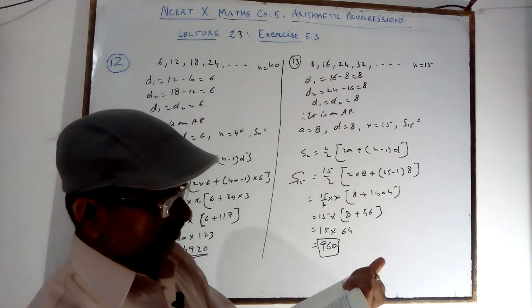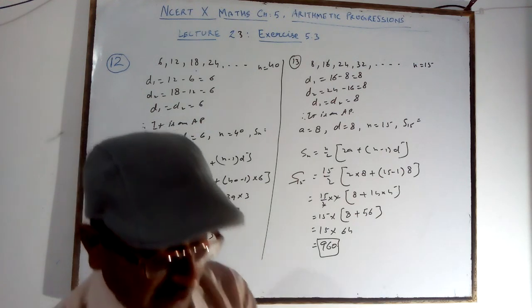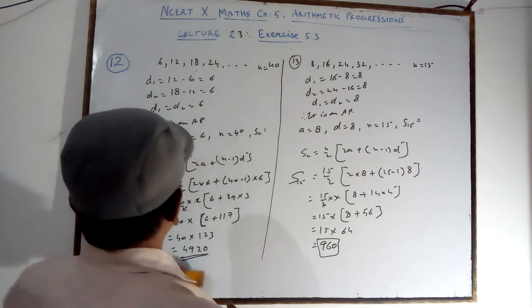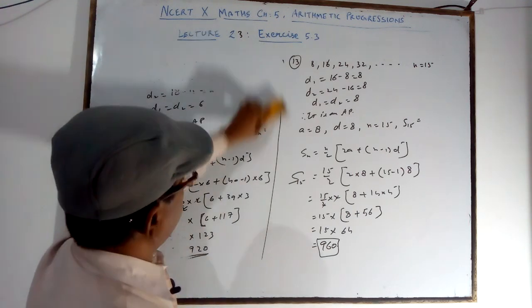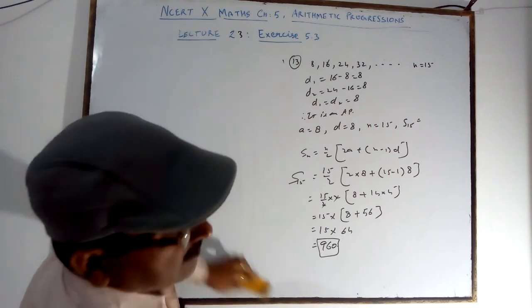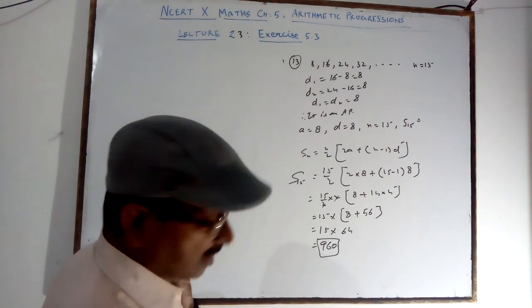Find the sum of odd numbers between 0 and 50. Find the sum of the odd numbers.